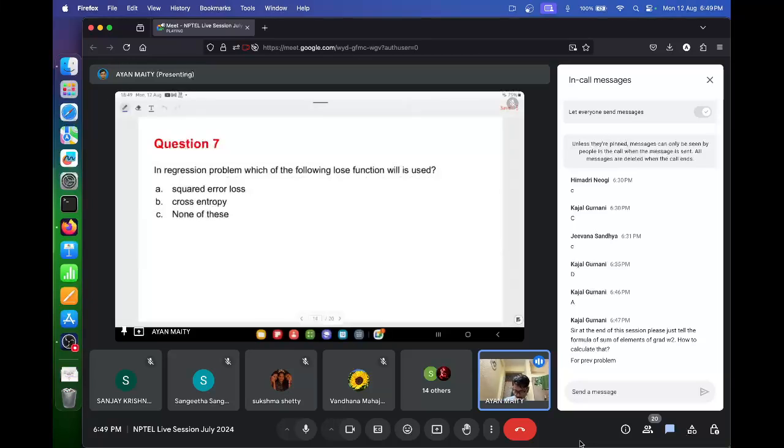Now question 7. In a regression problem, which of the following loss functions will be used? Squared error loss, cross entropy, none of these.